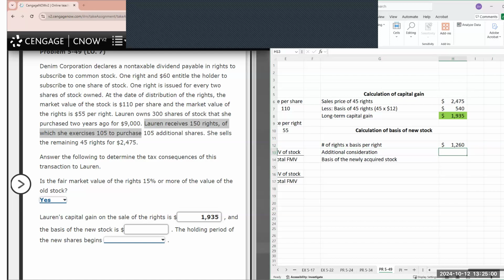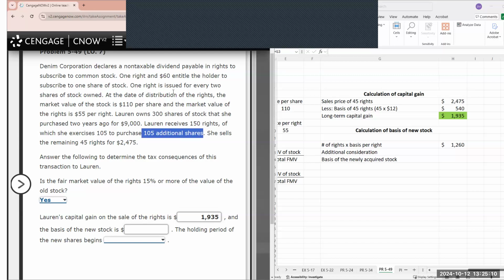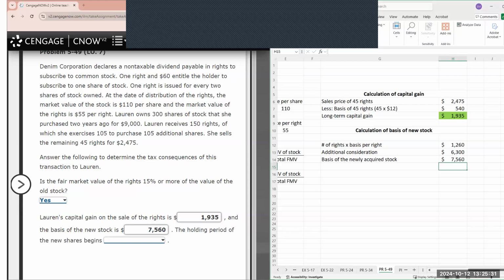And then there's additional consideration. We have one right and $60 to entitle the shareholder to one share of stock. So 105 additional shares times $60 per share. So 105 times 60 for a total of 6,300. So our basis in the newly acquired stock is 7,560. And the holding period for the new shares begins on the date of purchase.